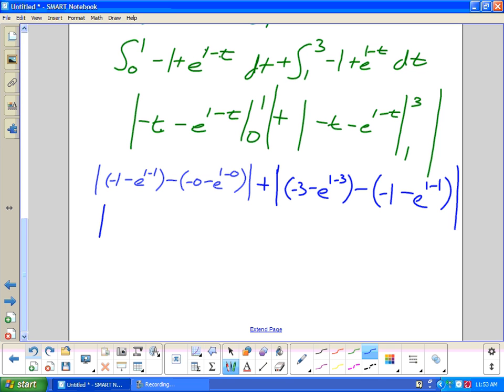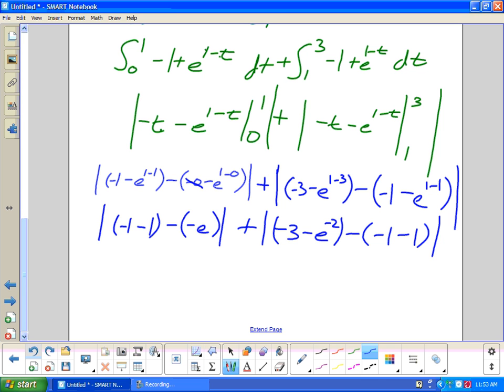All right, I think I get -1 minus e to the 0 is 1. Do you guys agree? Minus, that 0 goes away. I get negative e to the 1, or negative e, plus, and over here I think I got -3 minus e to the minus 2 minus negative e. All right, here I go. I get -2 plus e plus, this is -2, right? Minus 2. So over here, -3 plus 2 is -1 minus e to the -2.